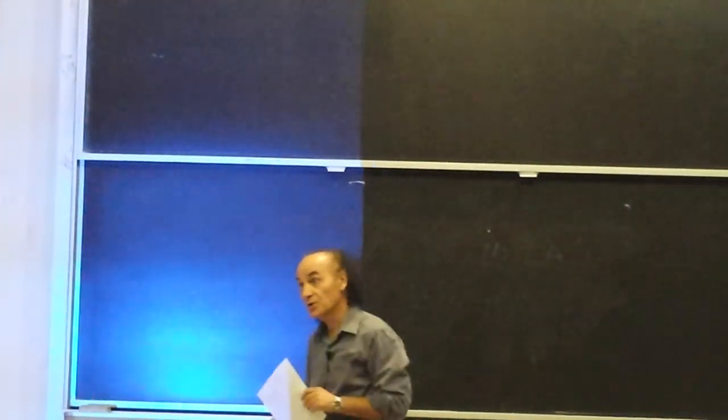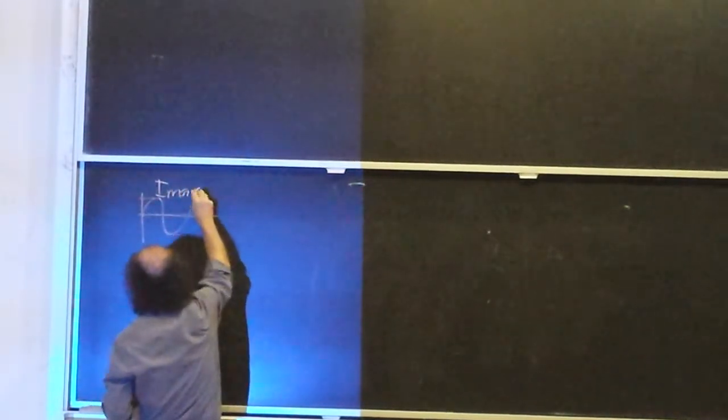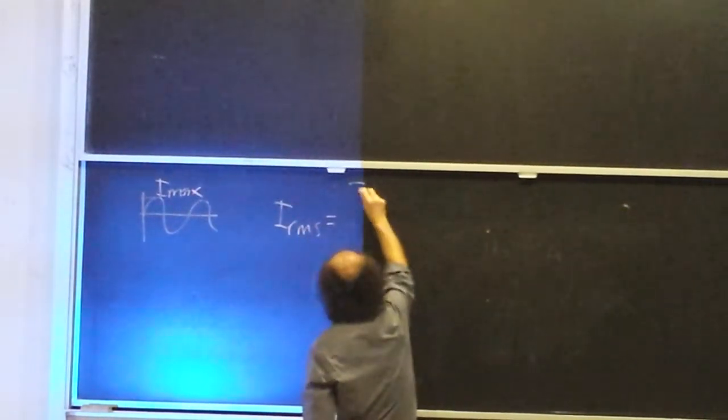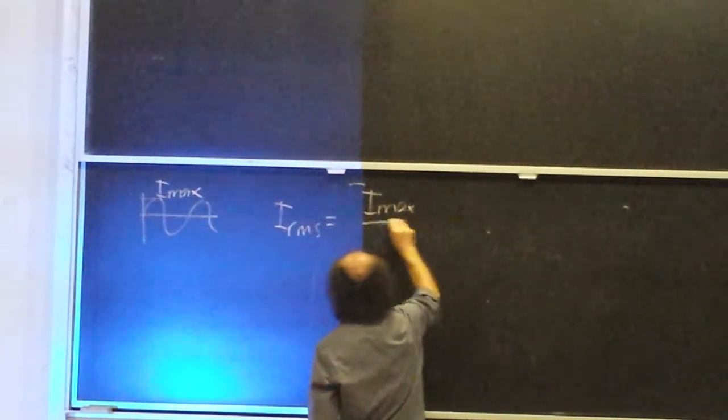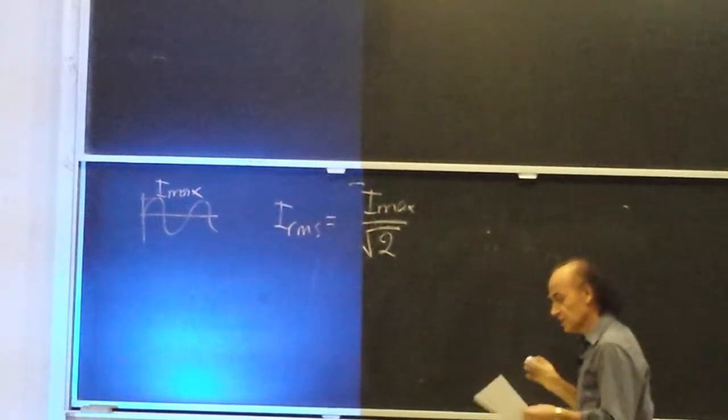When you have something changing sinusoidally, like current or voltage, make sure that you know what the root mean squared value is. If you have a current that is changing like this, this is the amplitude, the maximum value. So the RMS value, root mean squared, is the maximum value, the amplitude, divided by square root of 2. So make sure that you know this. Okay, it's very simple.